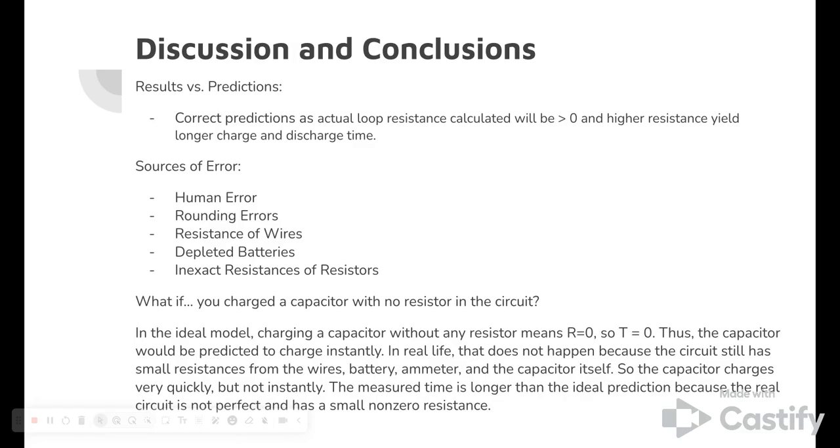The measured time is longer than the ideal prediction because the real circuit is not perfect and has a small non-zero resistance. This concludes my lab.